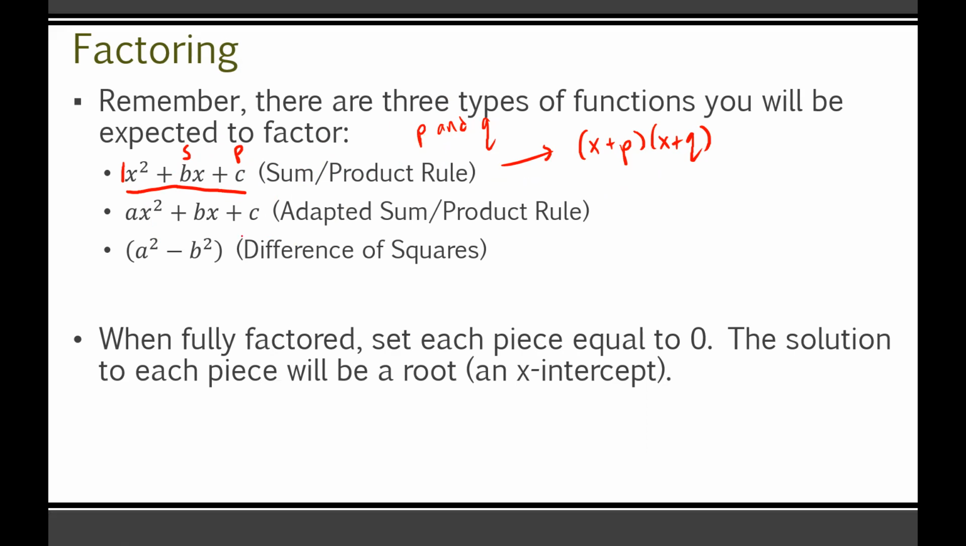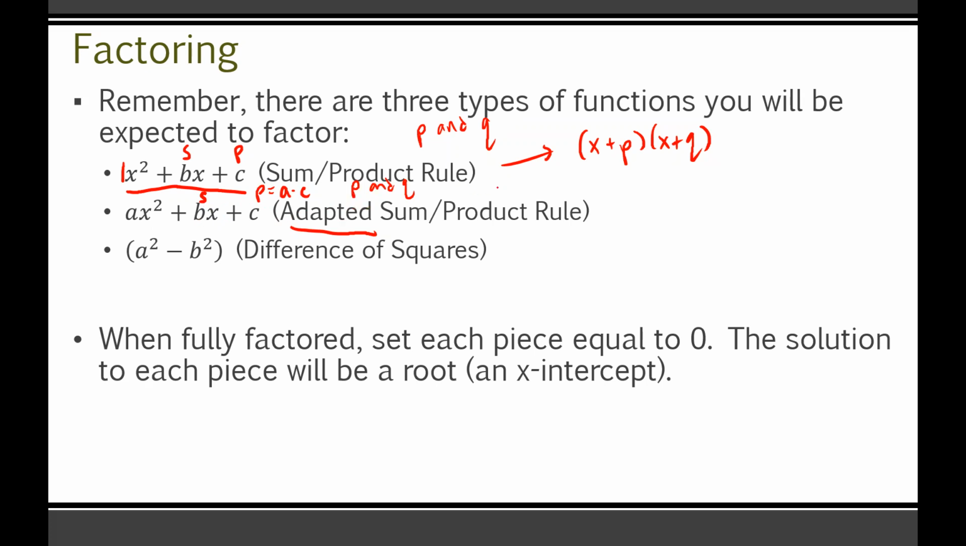The next kind is nobody's favorite. It's called, or at least what I call it, is the adapted sum product rule. It's very much like the first one, but it's got a million extra steps. Your b value is still your sum, but because we have an a value that is not equal to 1, your product is actually equal to a times c. So you're going to have to find, once again, a p and a q that has a sum of b, but a product of a times c.